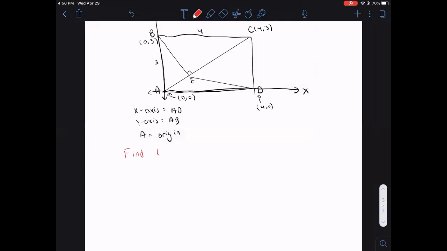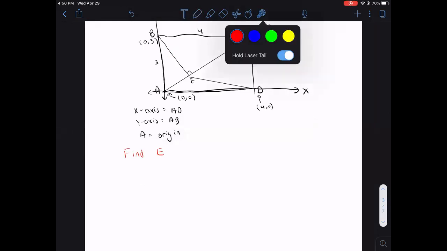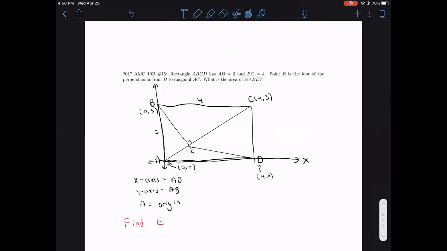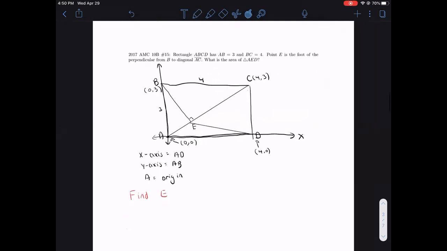So we want to find E. To find this, we want to intersect this line, and we want to intersect that line. Oh, you can just look at the problem. It's mostly just a diagram. Okay. So we want to find E. The first step is find AC.